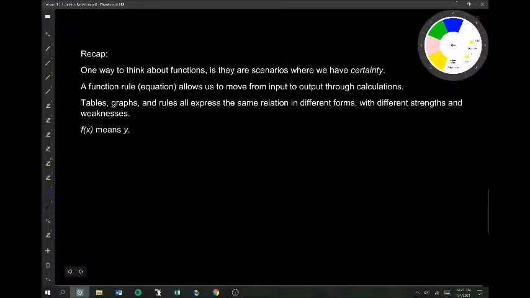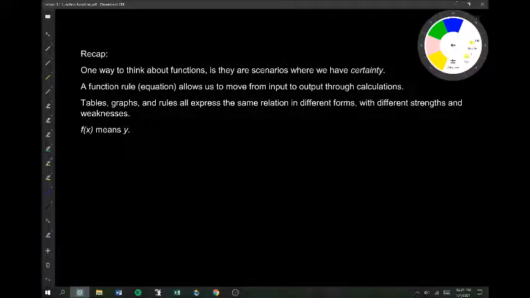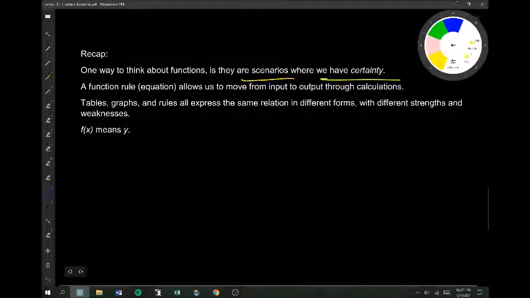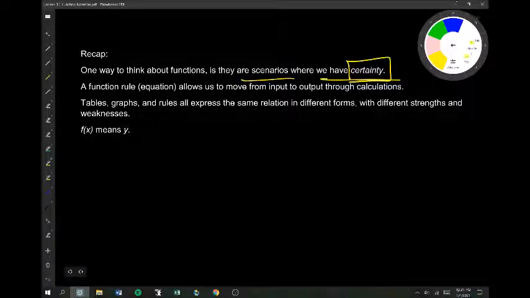So let's recap. A function is a scenario where we have certainty, where we know for sure what's happening. A function rule is the equation that lets us move from inputs to outputs with calculations. Tables, graphs, and rules all express the same relation in different forms, with strengths and weaknesses. But probably most important out of all of this is f of x just means y. Don't make this more complicated than it is. F of x just means y.